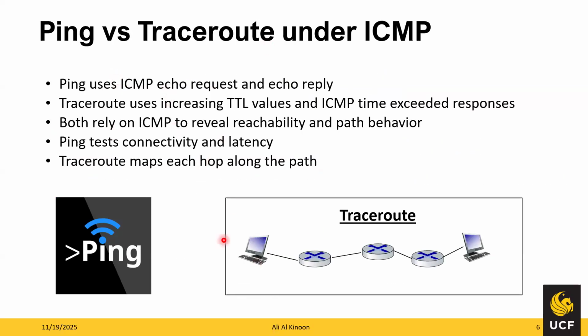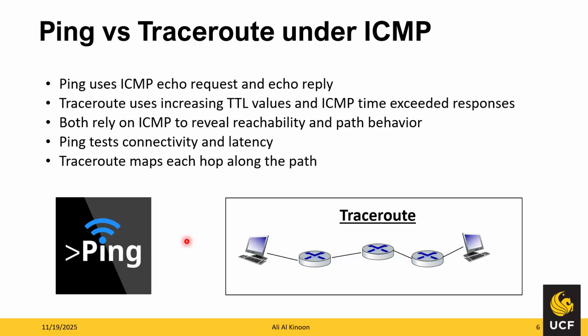So just again, a comparison between ping and traceroute. Both ping and traceroute are built on top of ICMP, which is the protocol that is responsible for reporting network issues and providing simple diagnostic information. Ping is the simplest tool. It just sends an ICMP echo request to a destination and waits for an ICMP echo reply. This just tells if the host is reachable and how long it takes for a round trip.